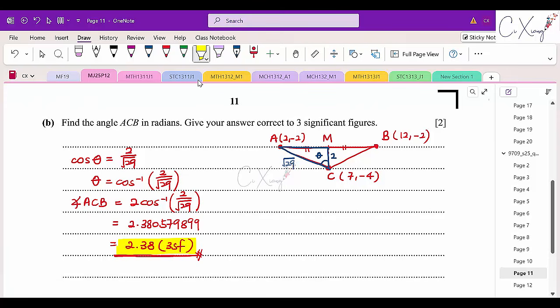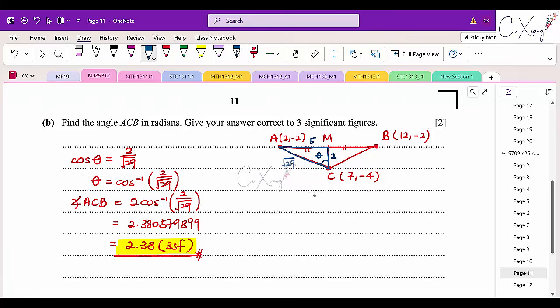So this is how we find out the answer for the angle ACB. Besides the length of 2 and square root 29, some students will ask, can I use the distance from A to M? Also can. From A to B, the distance is 10 units, so from A to M, the distance is 5 units. Some students use the tangent for theta, also can. If you want to use the sine for theta, also can. So basically there are many ways for you to find out the theta.